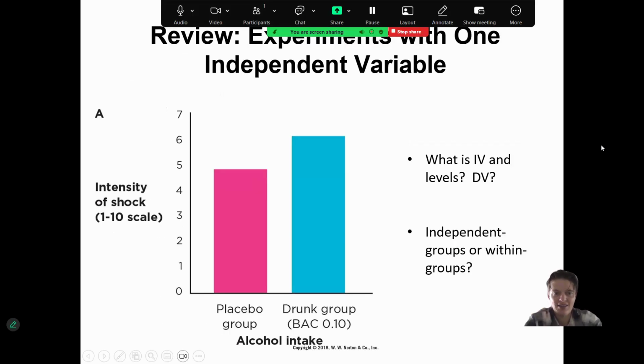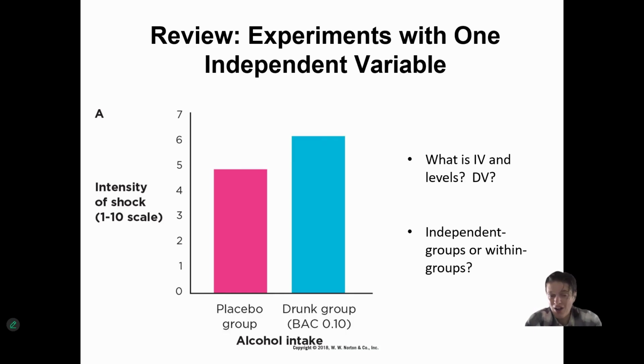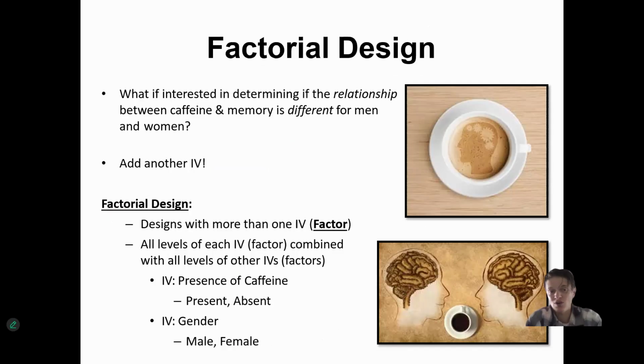So when we look at these, typically we've been looking so far at examples that only have one independent variable, right? Well, we're looking at the effect of alcohol intake on the intensity of shock. We have different levels of different groups that are involved, right? We're looking at the comparison between them. So this only has one independent variable, and then we're measuring the dependent variable. Now we're going to add an extra layer and kind of look at differences between the differences. And that's what factorial designs do.